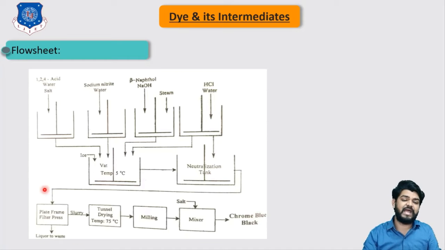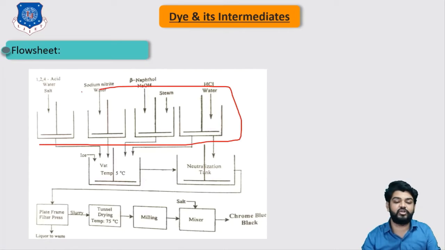So this was the entire flow sheet that describes the production of the chrome blue black as the different steps. Let's just quickly understand this flow sheet one more time. So initially we are preparing 4 different solutions in 4 different tanks like this, right? Let me just take a pen here. We are preparing 4 different solutions in this particular segment, right?